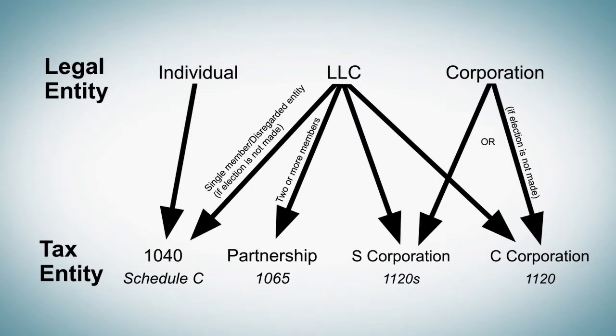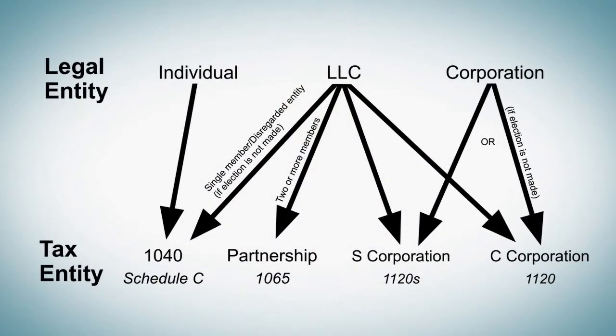So what happens as an LLC, a lot of times, is a business will start out as a disregarded entity because there's one owner, file as a Schedule C, and then at some point realize that from a tax point of view, the filing would be better as an S corporation or a C corporation. It's a very simple process to move from a Schedule C into an S corporation or a C corporation. And that's the legal entity versus the tax filing.